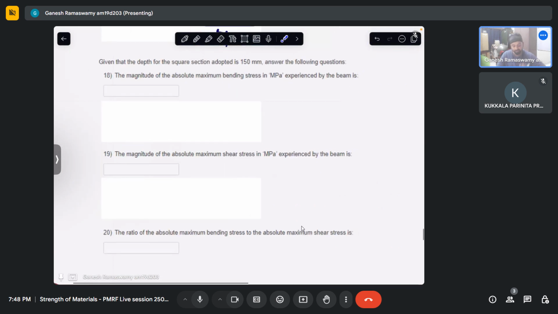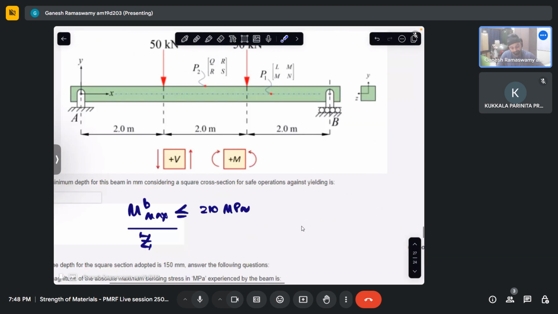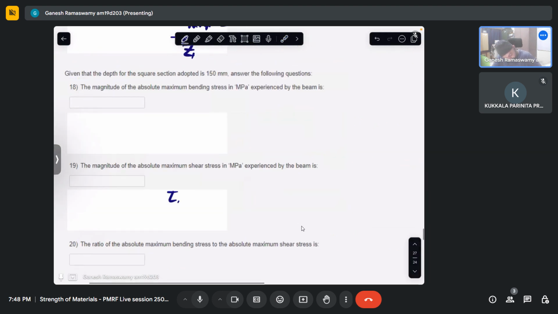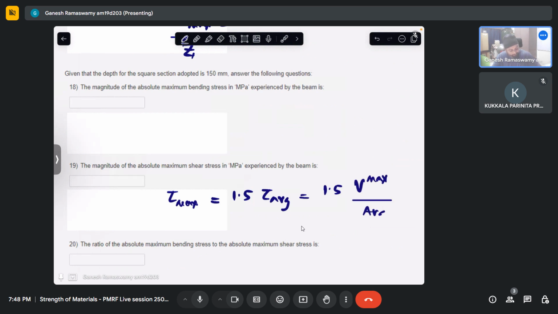What is the absolute maximum shear stress? In this portion, there is shear of 50 kilonewton. I know that for a square section, the variation of shear stress is like this, where the maximum value is actually 1.5 times the average. That is 1.5 times tau average, which is the shear force by area. Area of a square, we know. The maximum shear force that is getting applied is 50 kilonewton, and 1.5 times of that.